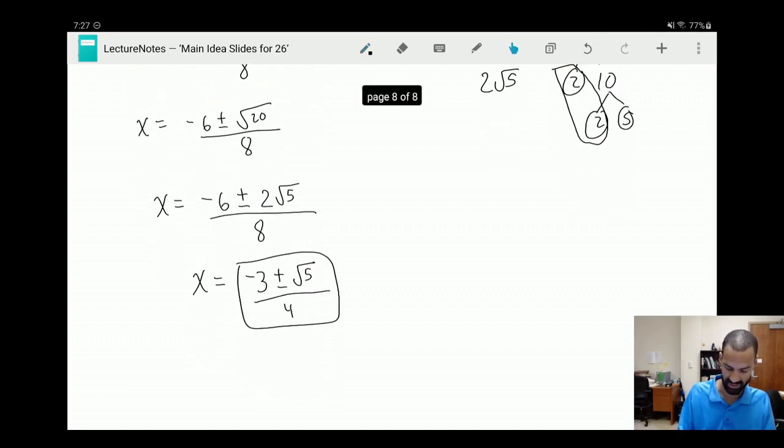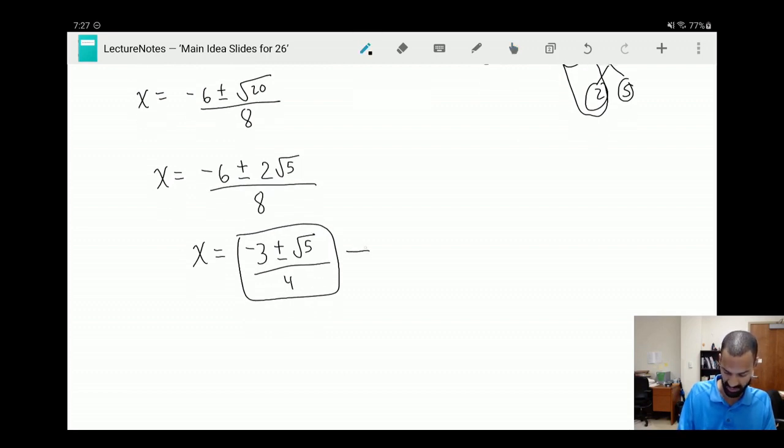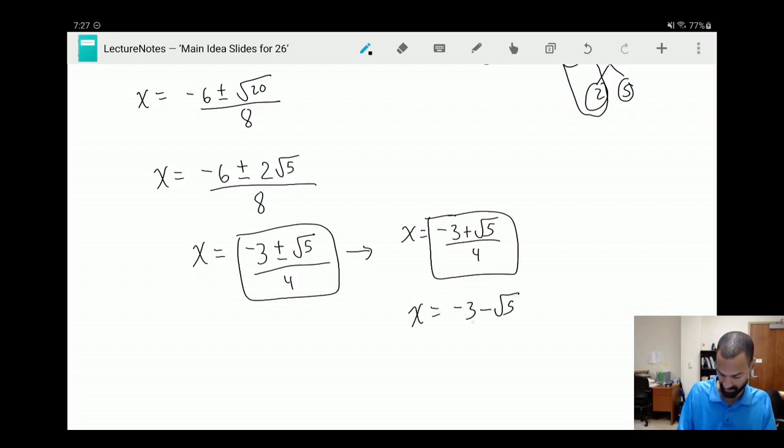Now again, let's go ahead and write it out just so we remember what this means. This means x is equal to negative 3 plus the square root of 5 over 4 and x is equal to negative 3 minus the square root of 5 over 4. And that is how we'll solve quadratic equations. So that'll be section 2.6.